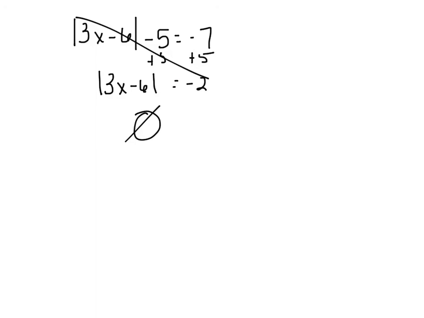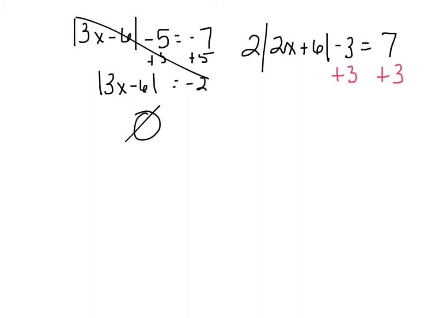One last thing, and I'm not going to finish the problem, but I want to write one thing. Let's say we have 2 times the absolute value of 2x plus 6, minus 3 equals 7. If you had a problem like this and you wanted to isolate the absolute value, you would first have to add the 3, because it's like getting rid of a minus 3. You'd then get 2 times the absolute value of 2x plus 6 equals 10.